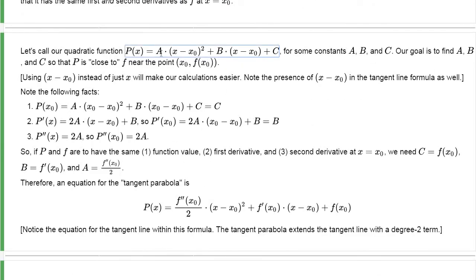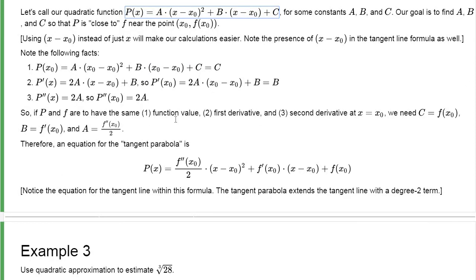Our goal here is to find the capital A and the capital B and the capital C that will uniquely determine this parabola we're looking at. Okay, so notice, first off, take our x sub 0. That's the x-coordinate of our point of tangency. That you have to decide. Nothing can tell you what x sub 0 should be.